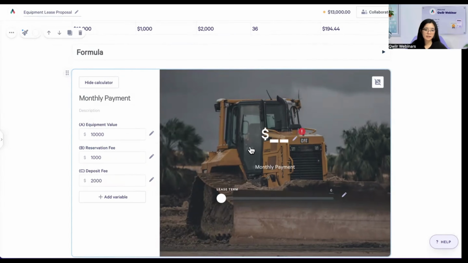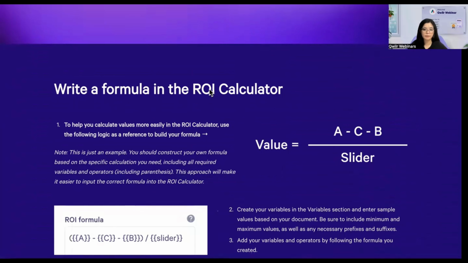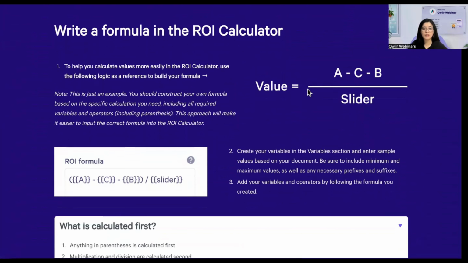In order to use the ROI calculator, we will need to create a formula for it based on our numbers. So how do we do that? If we go back to our page here, we have a sample or a guide on how to create a formula for the ROI calculator. Again, this is just a sample. Your formula will depend on your numbers and the numbers that you want to showcase, okay? So this is just a guide.